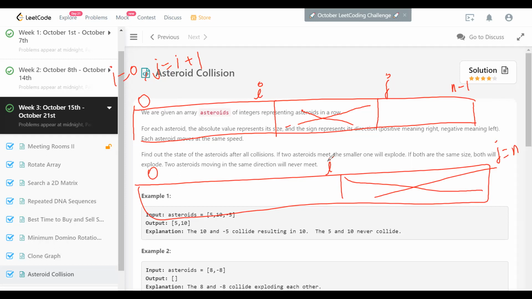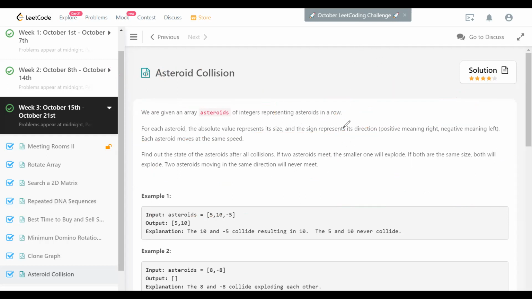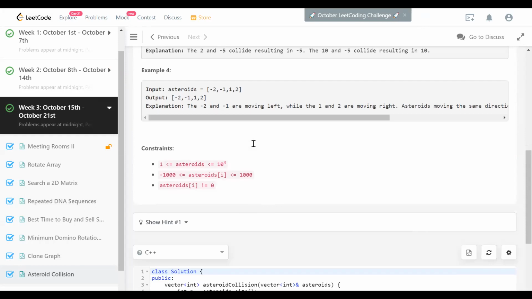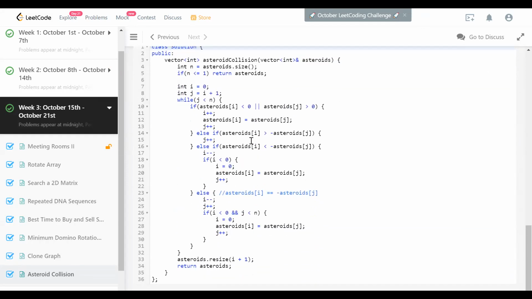So I have some input in terms of the vector. I'm going to do it in place without taking any extra space. And eventually I'm going to be left with only i plus 1, so I'll resize the vector to i plus 1 and return that. So this is the approach I'm trying to follow. Let me show the code and then explain. A few examples are there which should make it clearer for you, but I'm going to skip them and directly go to the code.